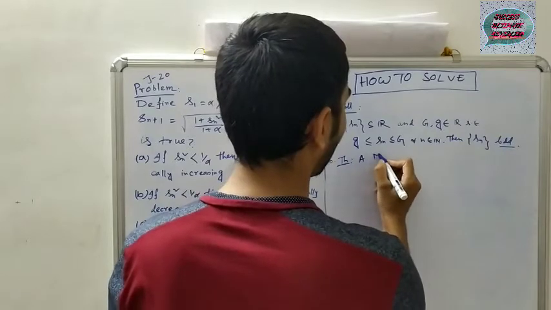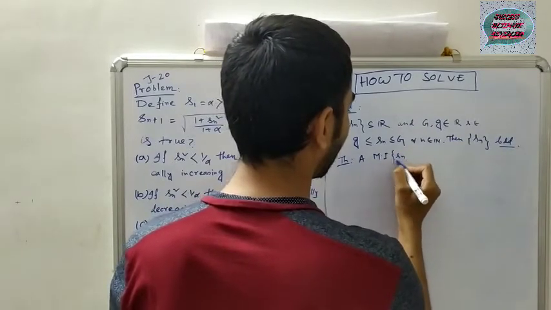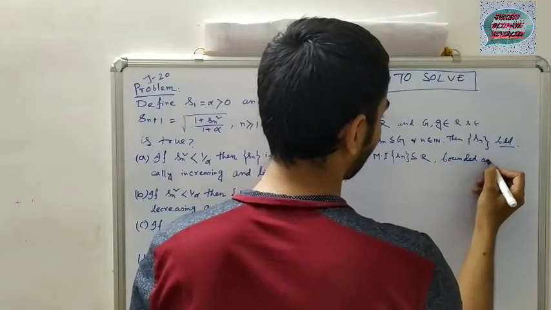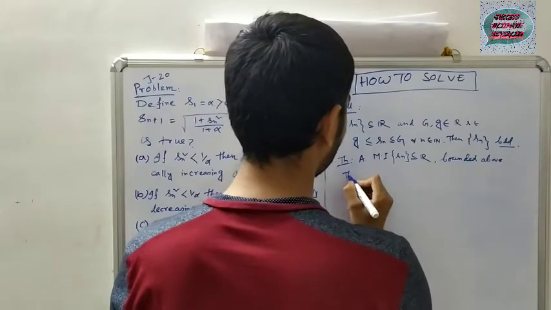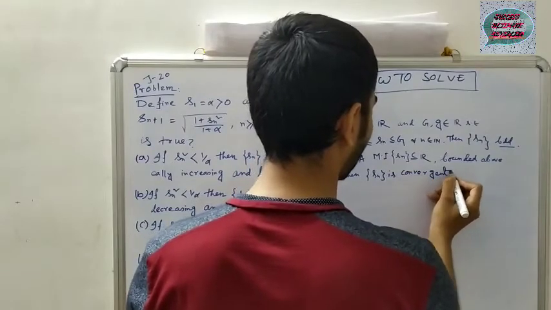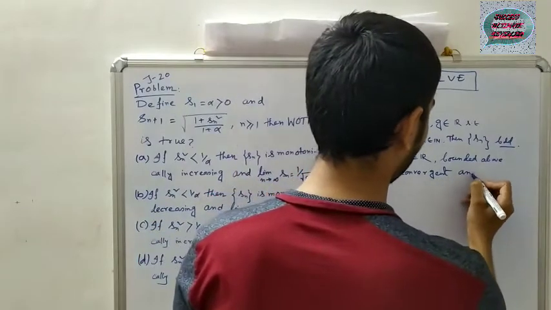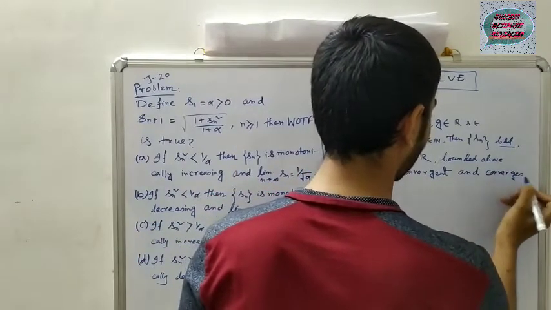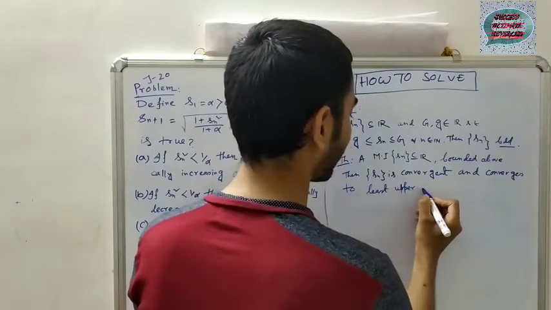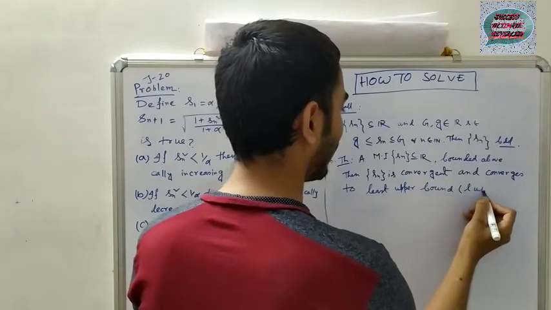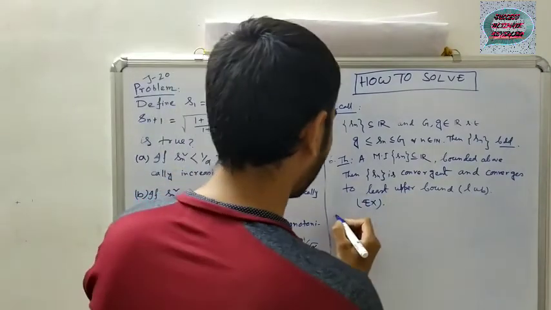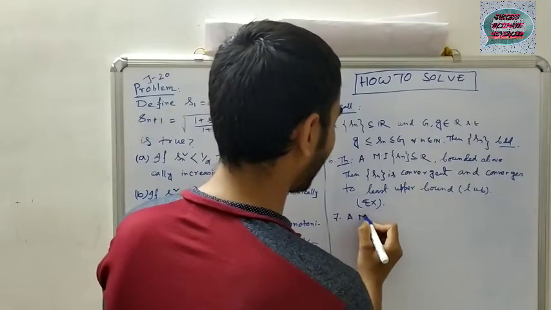A monotone increasing sequence of real numbers, bounded above, then Sn is convergent and converges to the least upper bound, that is LUB. Proof left for exercise. Clear?